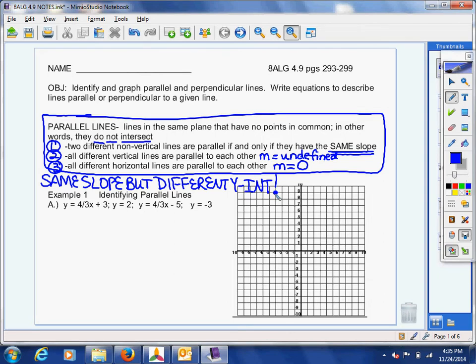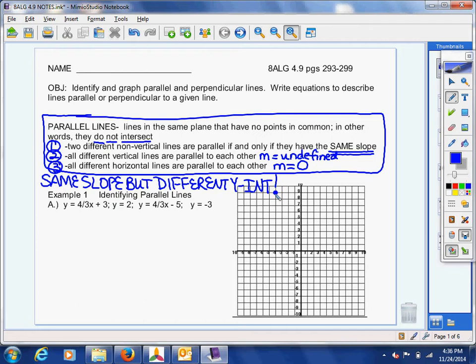If they end up having the same y-intercept and the same slope, then what you have there is the same line. It's a line graphed on top of itself. And the same line graphed on top of itself technically does not mean that they are parallel. So that's an important thing we need to look at when we're considering it.